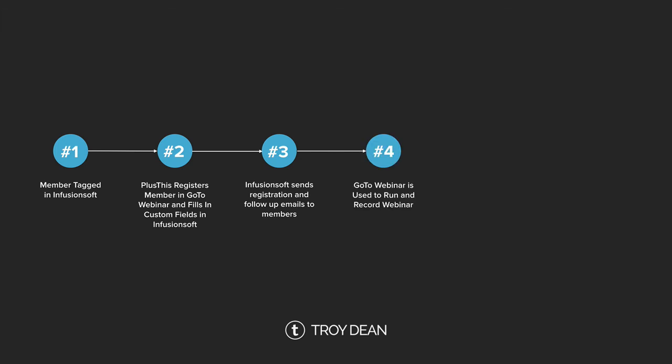Then what happens is we use GoTo Webinar to run the webinar and record the webinar, and then we use PlusThis, which happens in the Infusionsoft campaign. PlusThis then tags the members back in Infusionsoft as either attended or absent, did not attend. So each member has a tag placed on their record based on whether or not they attended the webinar.